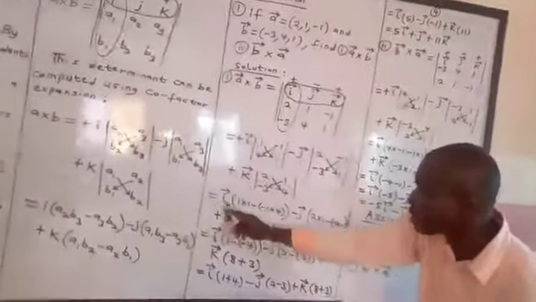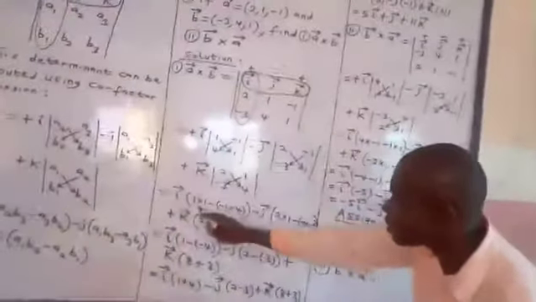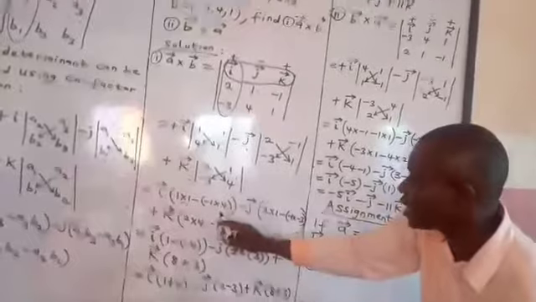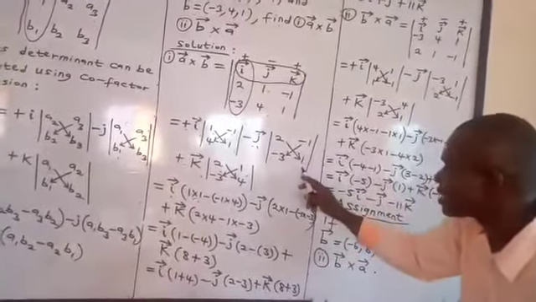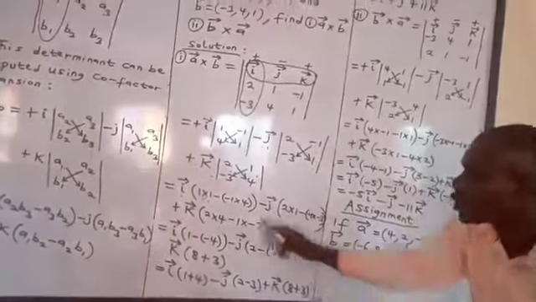This is plus i is i. Then you put the bracket, 1 times 1 to give us, look at it, 1. Then minus 1 times 4. Look at it here. Then here we have minus j. You write it. Then 2 times 1 minus 1 times minus 3. Look at it here. Then plus k.